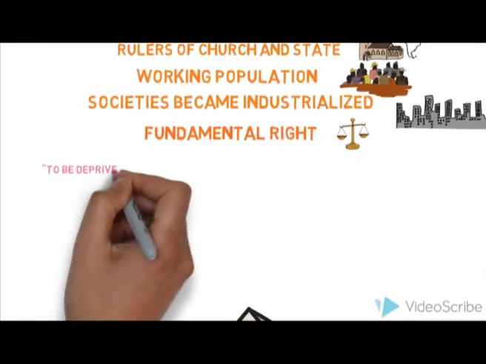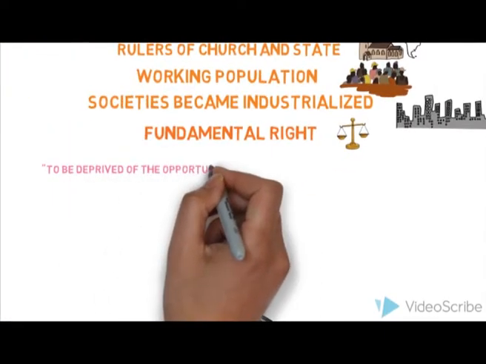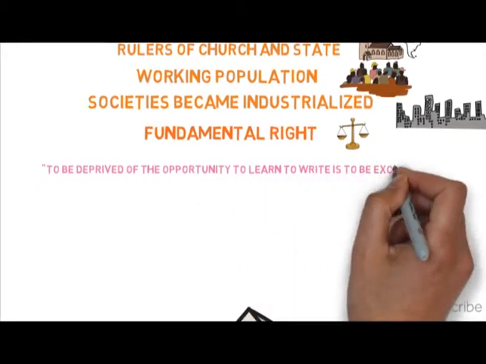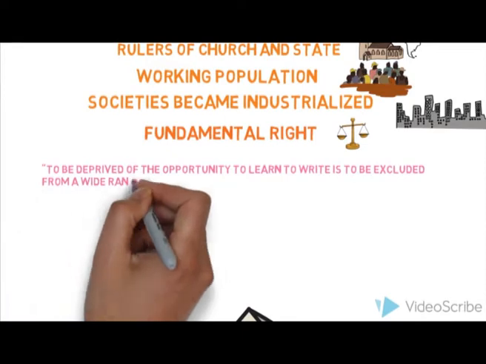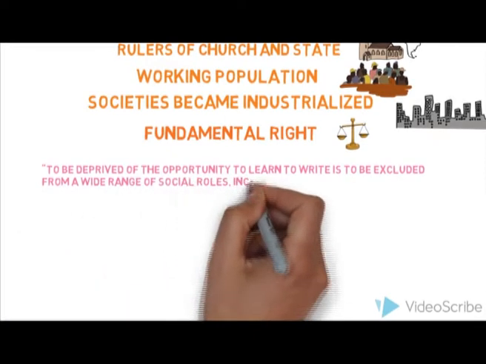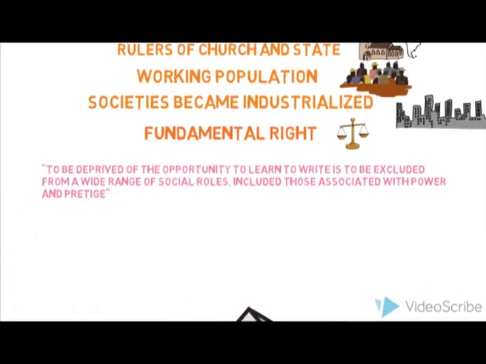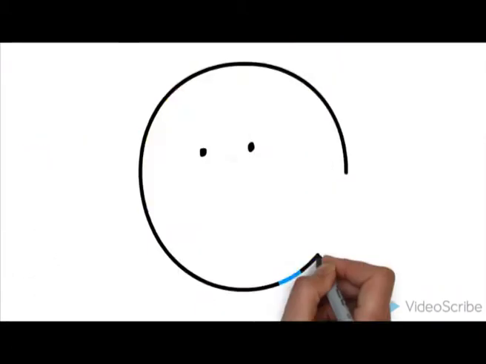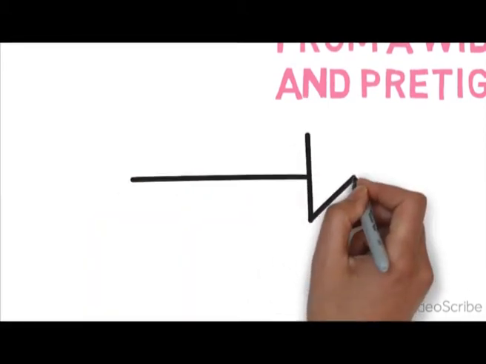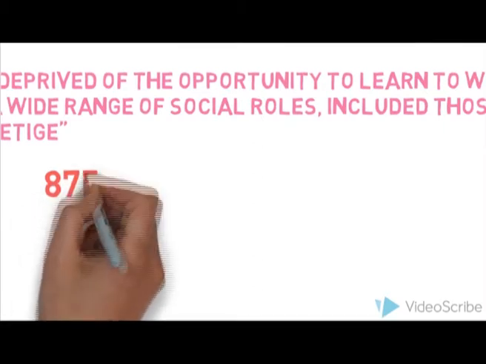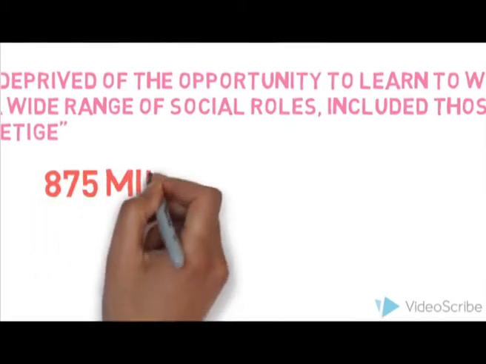Let's read this interesting quote. To be deprived of the opportunity to learn to write is to be excluded from a wide range of social roles, including those associated with power and prestige. So let's remember that in the world there are some people who have no access to primary education.